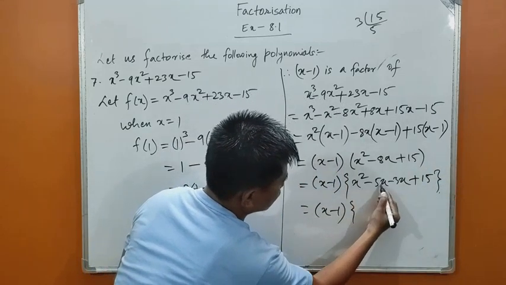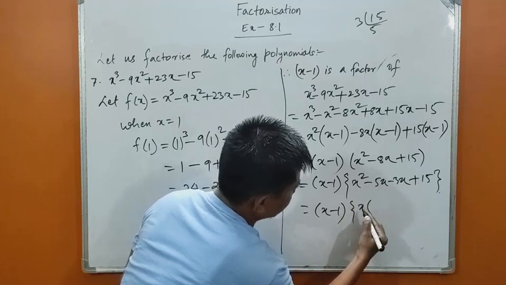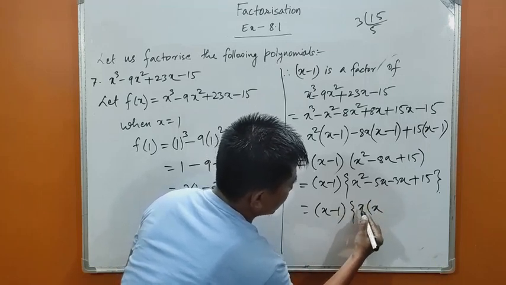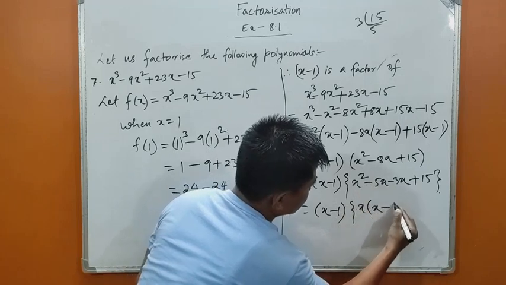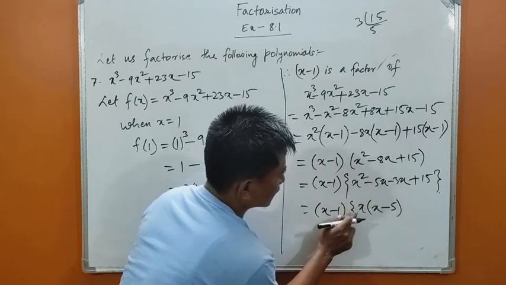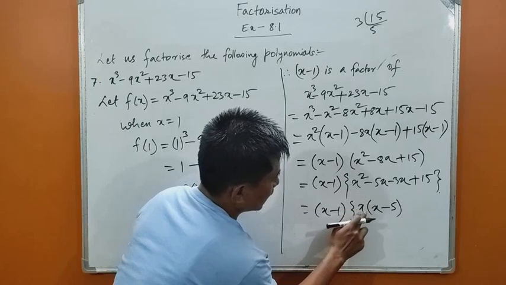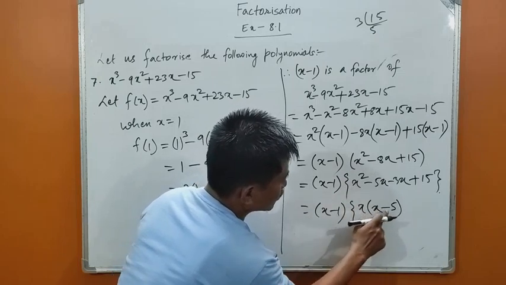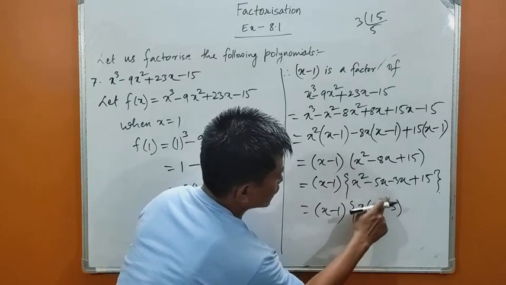Now from these two terms, let us take x common. X into x is x square. Plus into minus is minus. X into 5 is 5x, isn't it? Plus into plus is plus. X into x is x square. Plus into minus is minus. X into 5 is 5x.